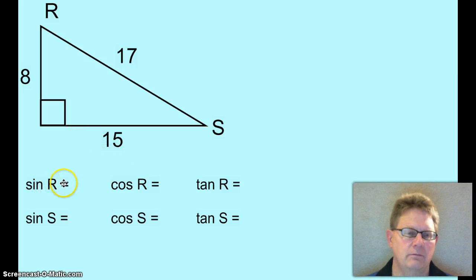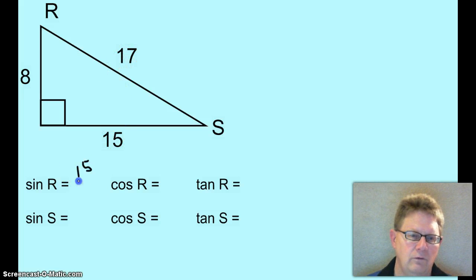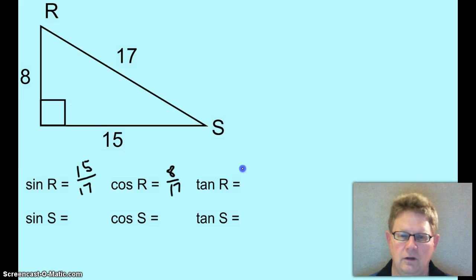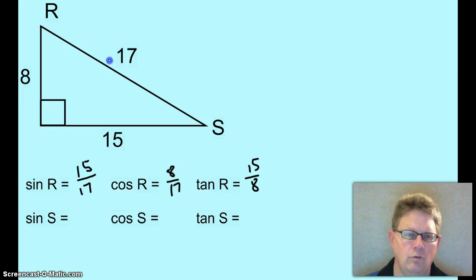Sine of r. Remember that sine is opposite over hypotenuse. Looking at angle r, opposite 15 over hypotenuse 17. 15 over 17. Cosine of angle r, adjacent over hypotenuse, 8 over 17. And the tangent of r, opposite over adjacent, 15 over 8. Looking at angle s, sine 8 over 17.